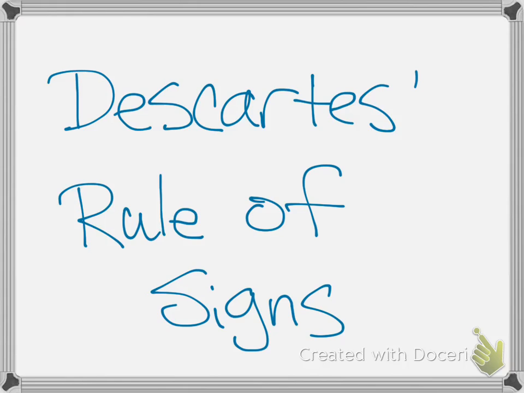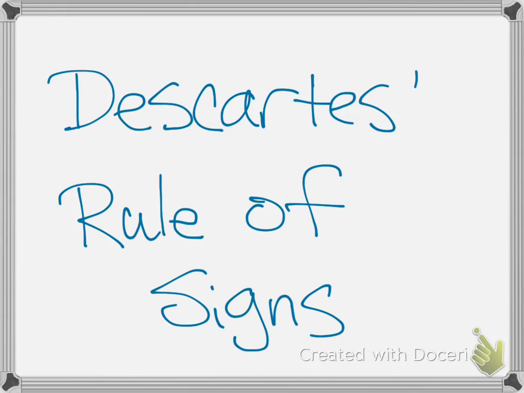If you've ever heard of the Cartesian plane, that is named for him, and that's just another way of expressing the coordinate plane. Descartes was actually the person credited for coming up with the idea of plotting points on a coordinate plane. So he did a lot of important work in mathematics, but this rule of signs work is what we're talking about right now.